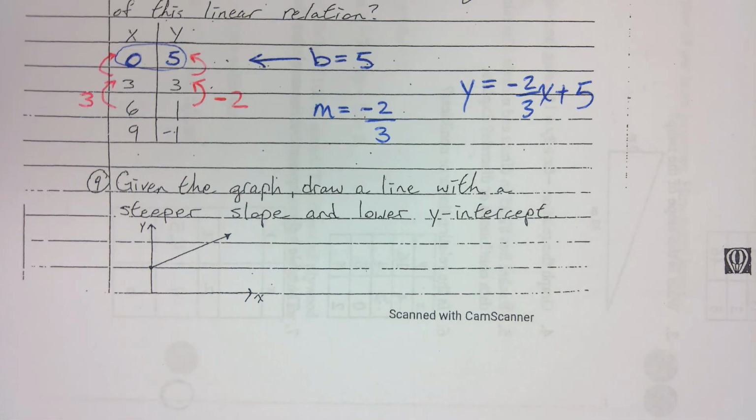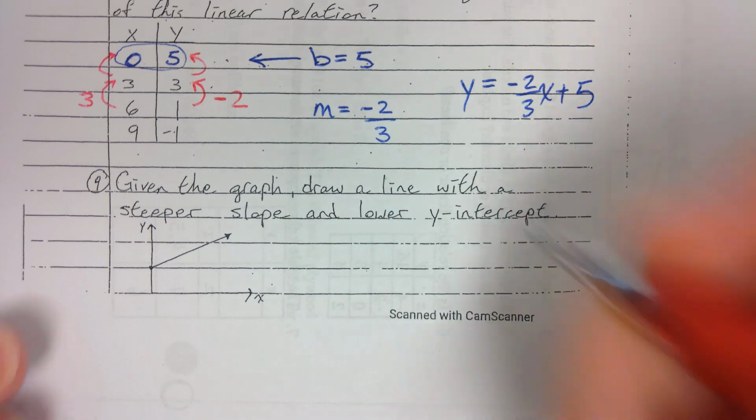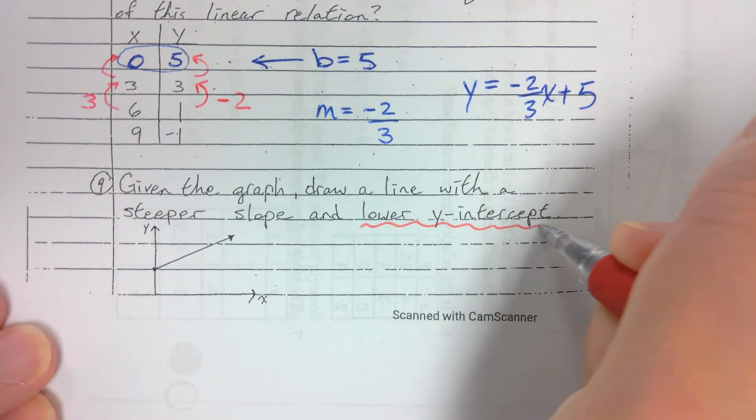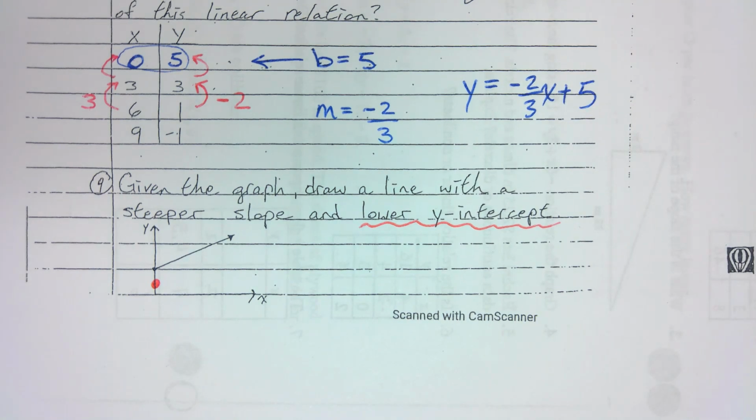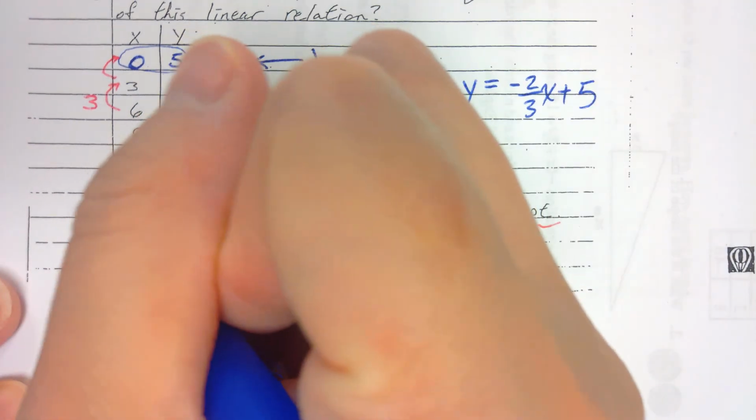Okay, last one right here. Given the graph, draw a line with a steeper slope and lower y-intercept. So lower y-intercept, this part is easy. So like something like this. I start off lower. Okay. What about steeper slope? What does that imply?